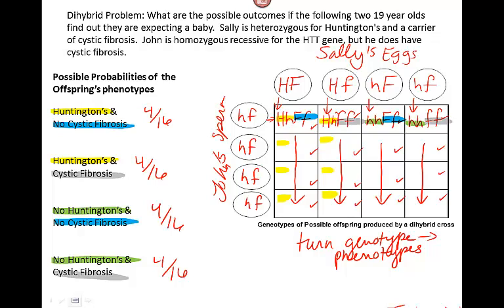Now I would like you to try it for yourself again, but let's make it a little more interesting. Let's say that John is homozygous recessive for the H2T gene, so again he's healthy, but this time he does not have cystic fibrosis. He's a carrier for cystic fibrosis. So at this point, both Sally and John think they are perfectly healthy unless they know their genetic history. Go ahead, give it a try, see if you can figure it out.